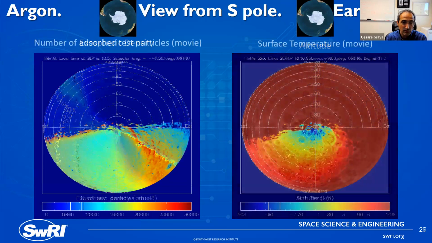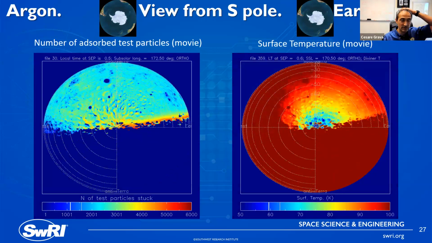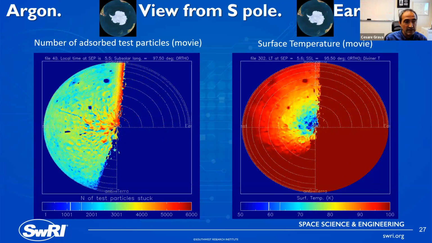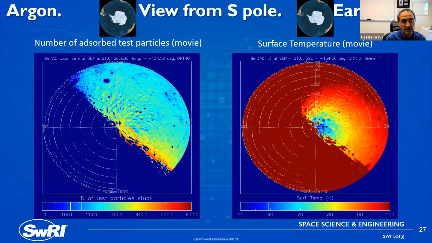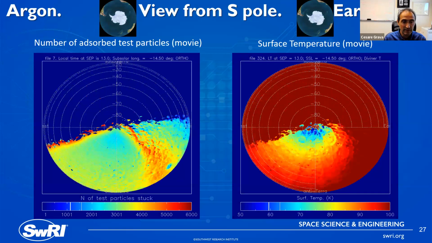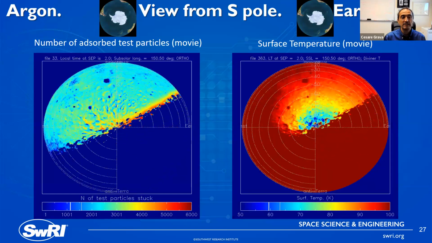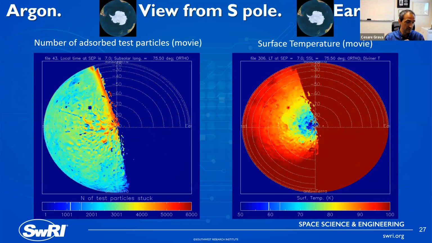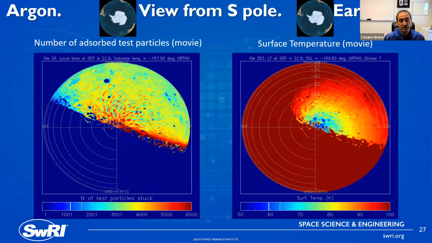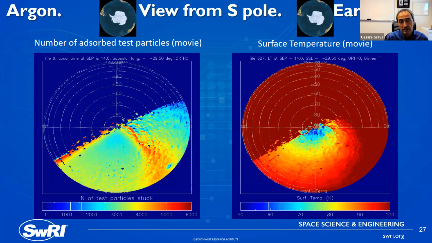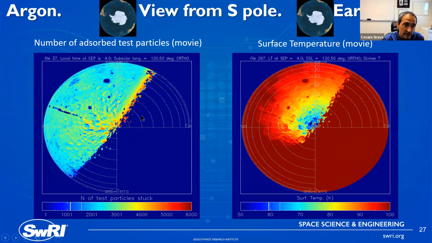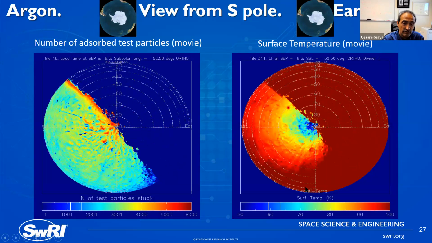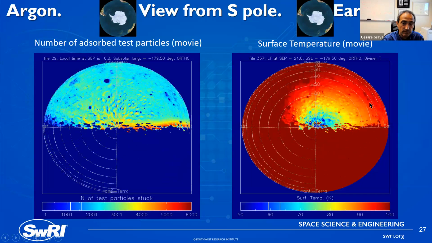The interesting thing is that when you look at the number of the test particles and surface temperature. So on the left, I have the number of test particles, which I have yet to convert into atoms per square centimeter. But this number of test particles are absorbed at the surface, and these are a proxy for the areal density. So this is interesting. So you can see that, okay, this whole area is the night side.